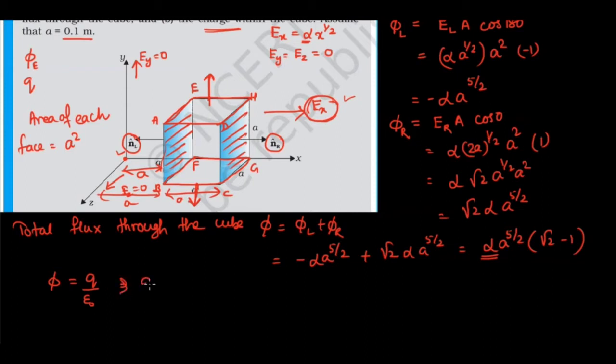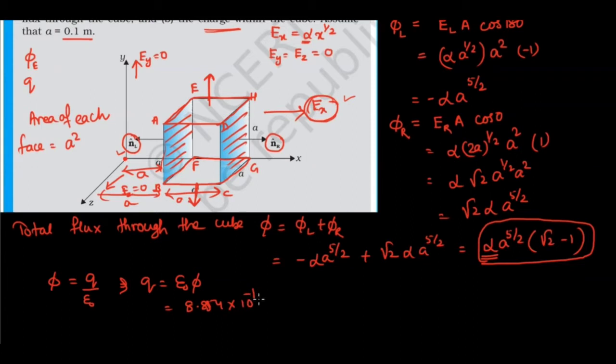So Q will be equal to epsilon naught into phi. After calculating the total electric flux, this is the total amount of electric flux. If you multiply this electric flux with epsilon naught, then you will get the value of the charge enclosed by the cube.